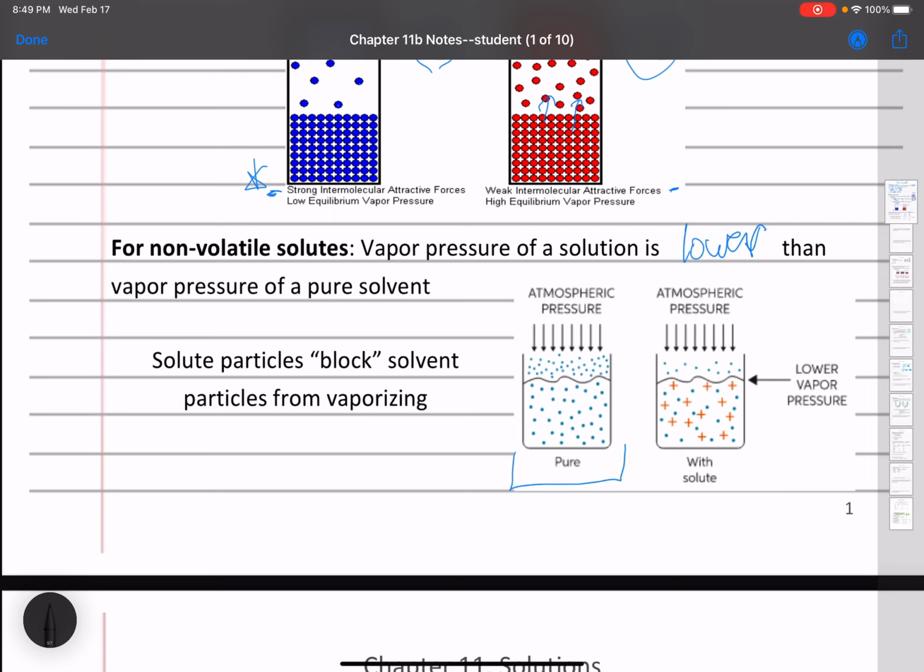So if this is our pure solvent here on the left, we do have molecules of this pure liquid going into the vapor phase, that's what these little dots are here in the vapor phase. When there's a solute dissolved in that liquid, less of those molecules go into the vapor phase. And you can think of these plus signs representing the solute as sort of blocking those molecules from escaping. And that's why the vapor pressure is lower in a solution than it is in a pure solvent.